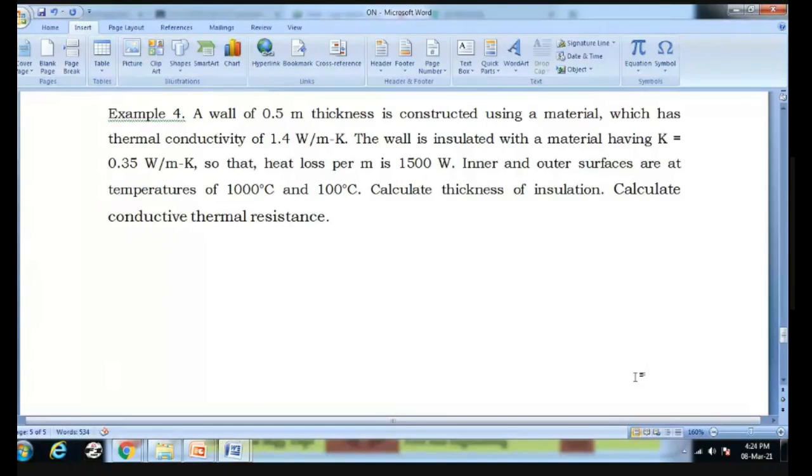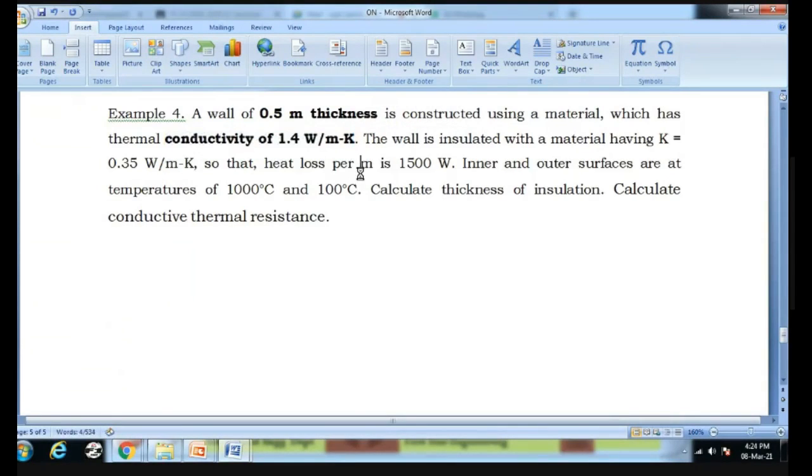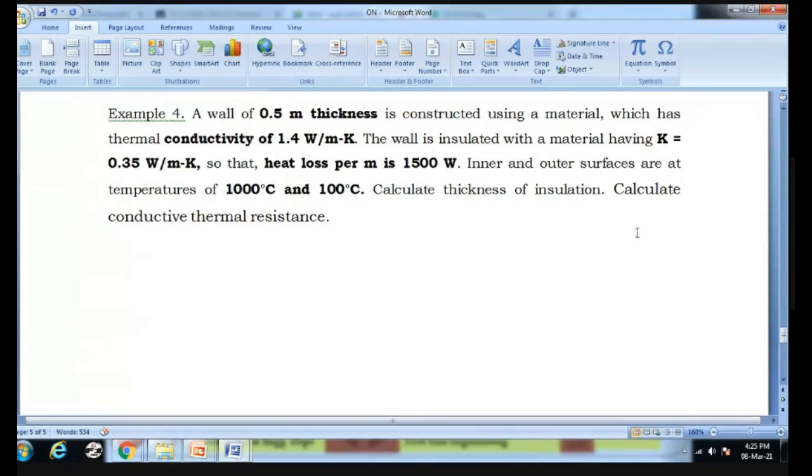A wall of 0.5 meter thickness is constructed using a material which has thermal conductivity of 1.4 watt per meter Kelvin. The wall is insulated with a material having K is equal to 0.35 watt per meter Kelvin, so that heat loss per meter is 1500 watt. Inner and outer surfaces are at temperatures of 1000 degrees Celsius and 100 degrees Celsius. Calculate thickness of insulation. Calculate conductive thermal resistance.